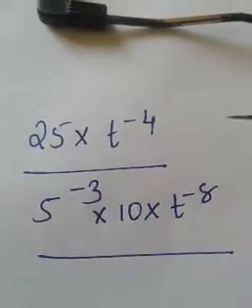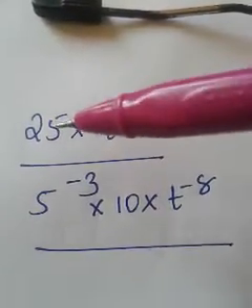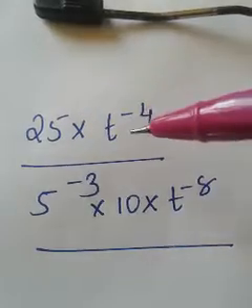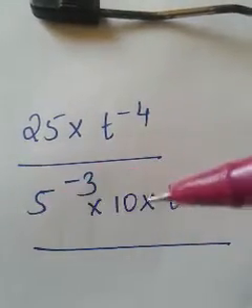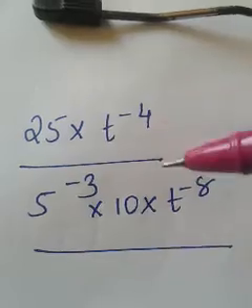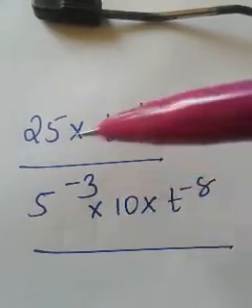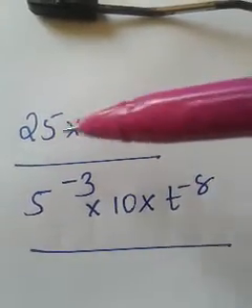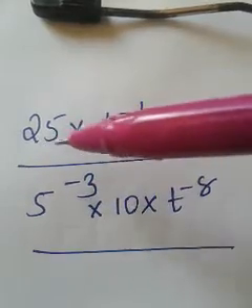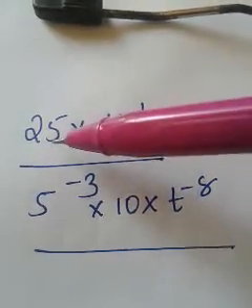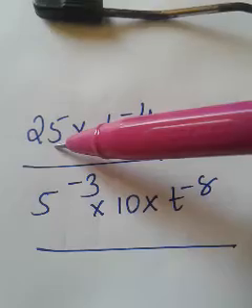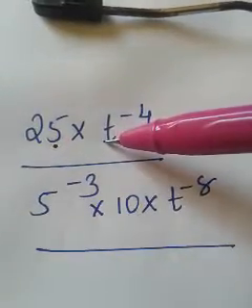So this is your next question, and you can write this question: Find 25 into t raised to minus 4 divided by 5 raised to minus 3 into 10 into t raised to minus 8. This is your question. You just see this question, you can understand that this question is also similar to the previous question. Why? Because here we cannot see any equal bases. Here the base is 25 and here the base is t.